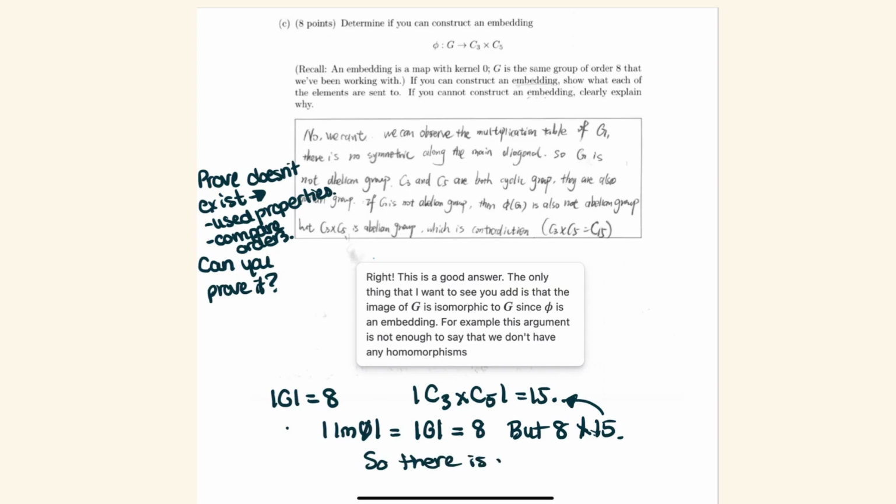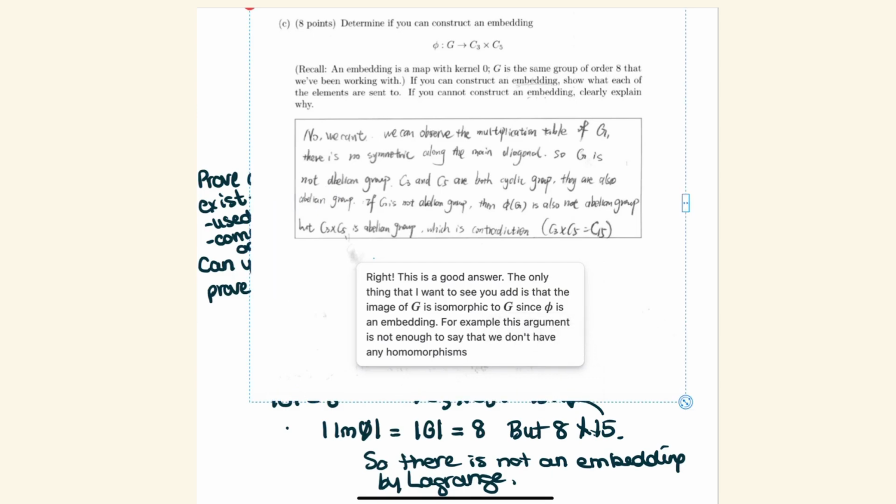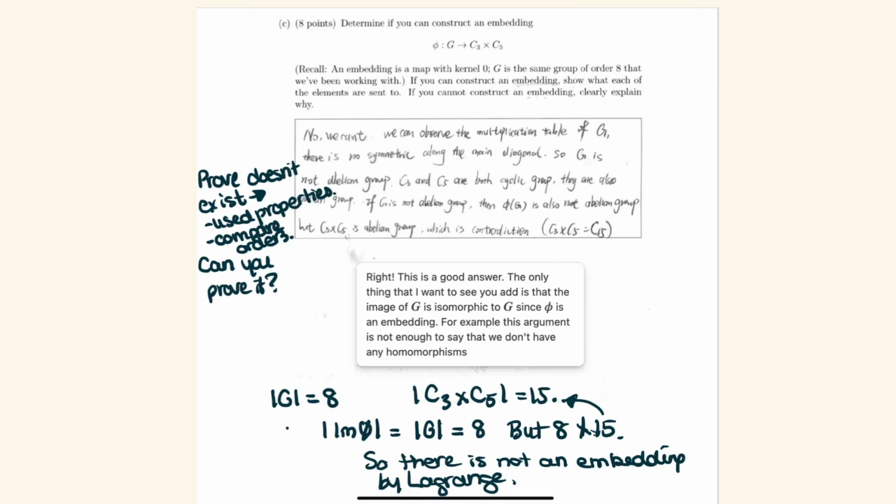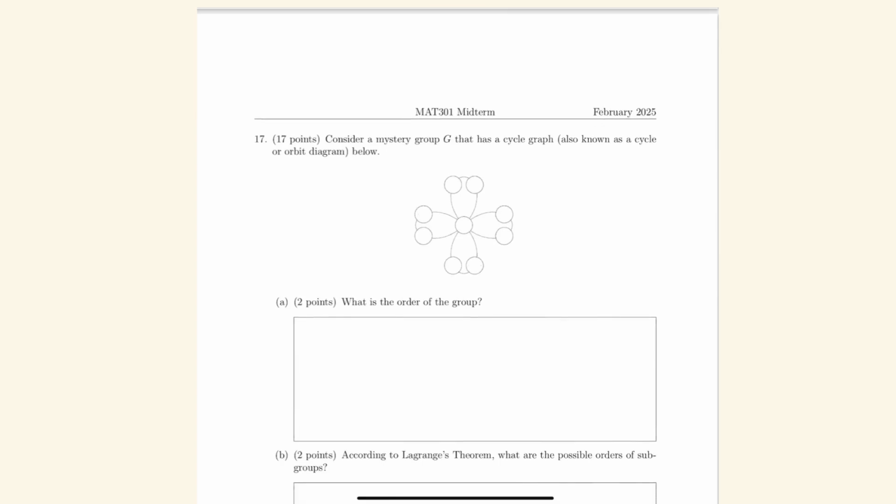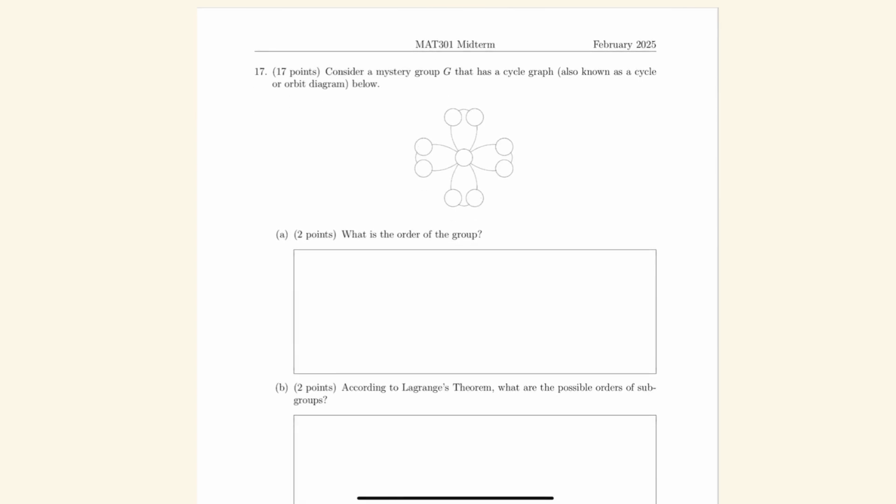So there is not an embedding by, say, Lagrange. Okay. So oftentimes when I'm thinking about maps or comparing two groups, we can think properties and we can also think orders. Okay, so that was the first option in this question.